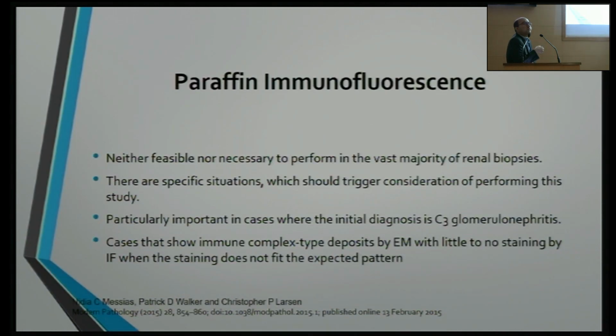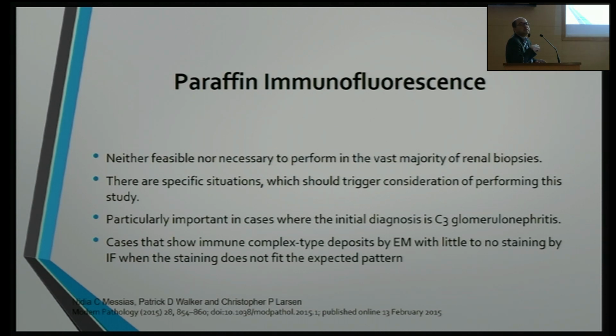Of course, it cannot be done in each and every case, but there are specific clinical scenarios and biopsy findings which warrant paraffin immunofluorescence. First and foremost being C3GN. In C3GN, one must always do unmasking for immunoglobulins. Only when, on paraffin immunofluorescence and unmasking, you're not finding any immunoglobulins, can you surely say that this is more likely to be C3 glomerulonephritis.